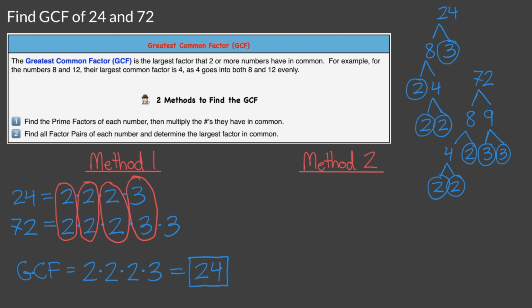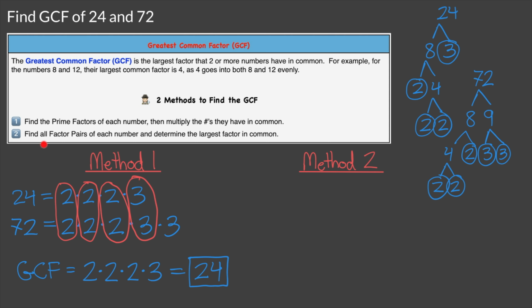So our greatest common factor of 24 and 72 happens to be 24, because 24 goes into 24 evenly one time, and it also goes into 72 evenly 3 times. So the GCF of 24 and 72 is, ironically, 24. Next, let's use method 2 to find the GCF.